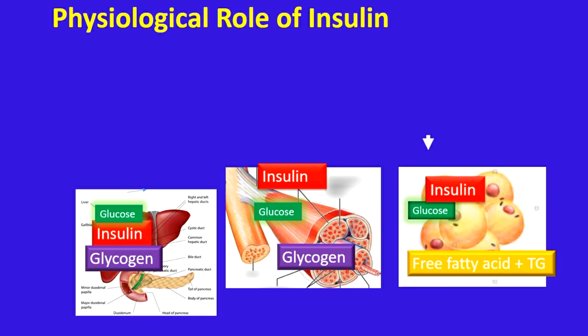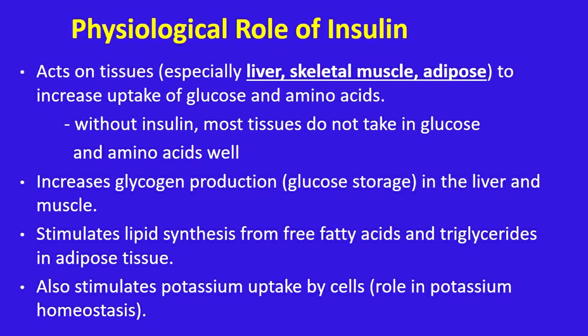Okay, so adding it together, the physiological role of insulin is really very important. Again, let's just summarize. It works on the liver, skeletal muscle, and adipose tissues. First, it increases the uptake of glucose. Not only glucose, it also increases the uptake of amino acids.